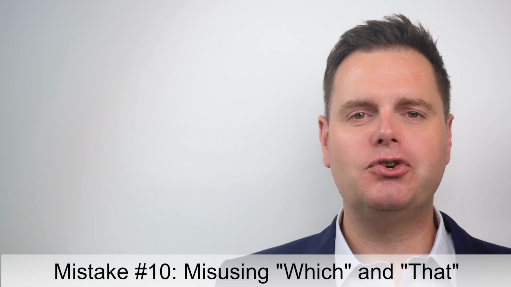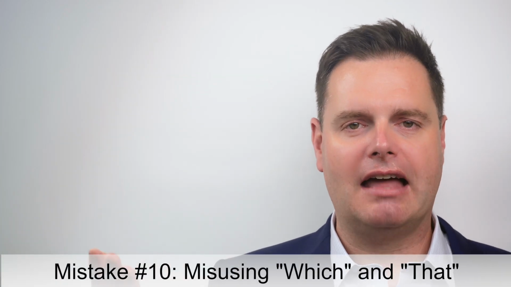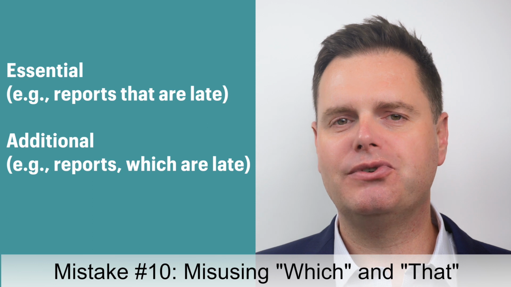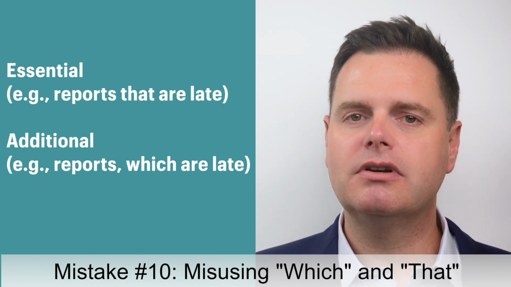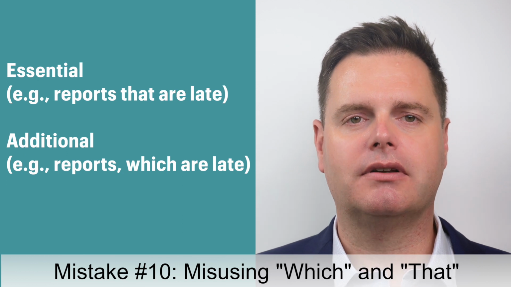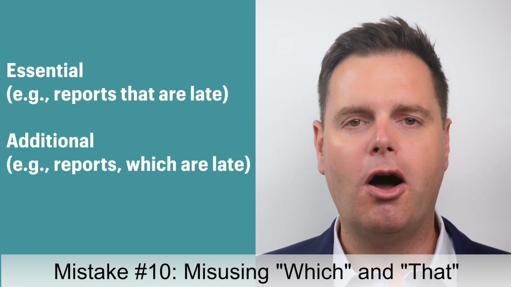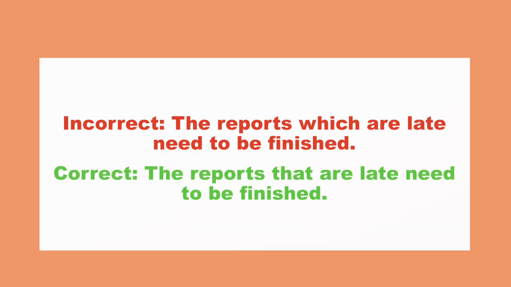Next up is choosing between which and that. That introduces information you can't do without, whereas which adds extra information and is often followed by a comma. Saying "the reports which are late need to be finished" could be a little vague. It might need that to clarify.